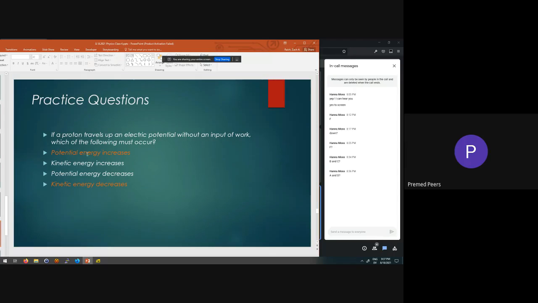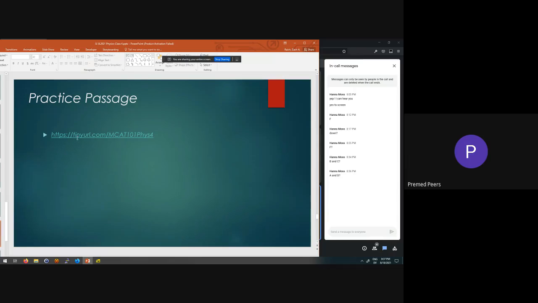We're increasing potential energy. Think of it as like charging up a spring. You're pushing it in the wrong direction, so you're increasing the potential energy. And of course, since we had to get it moving fast to go there, these are a direct trade-off, so it's slowing it down. Okay, here is the practice passage.